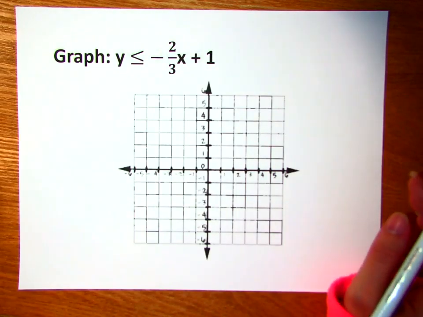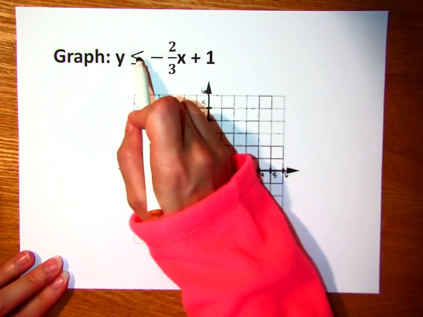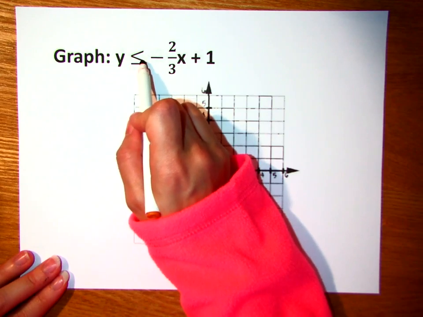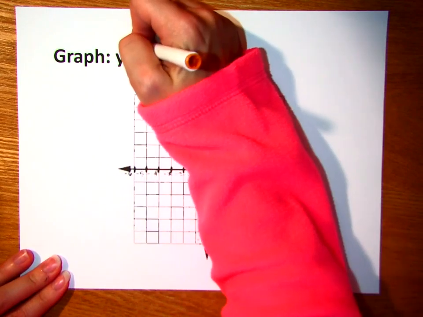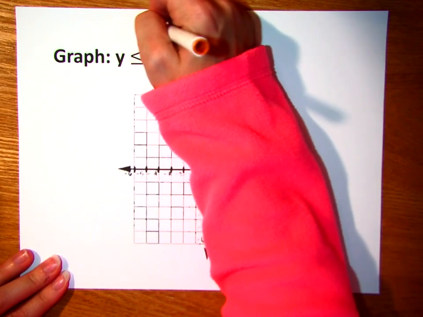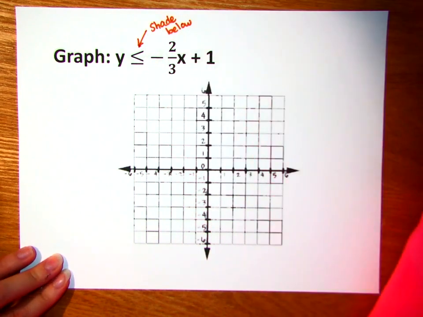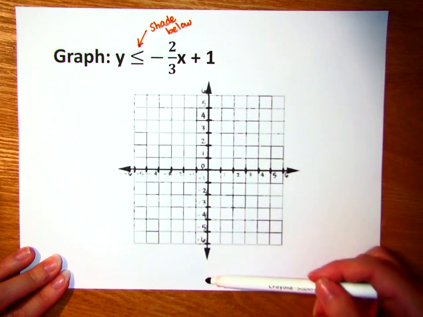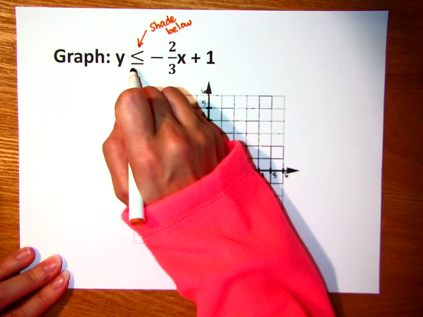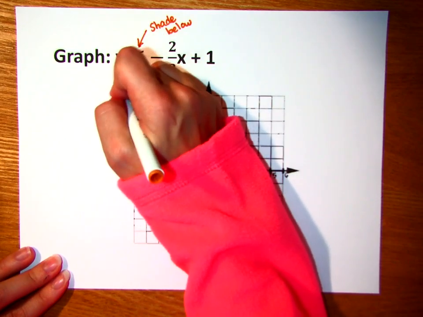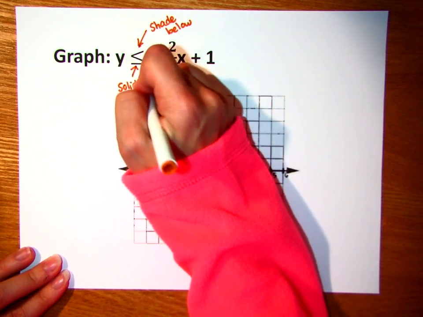So in our first example here, notice that we have a less than symbol, which means that we're going to be shading below the line. So less than, what I always say is where the lesser numbers are. I know that's not grammatically correct, but if it's less than, you want where the lesser numbers are, which would be your negative. So shading below. And then we see the equals part, which means we've got a solid line.